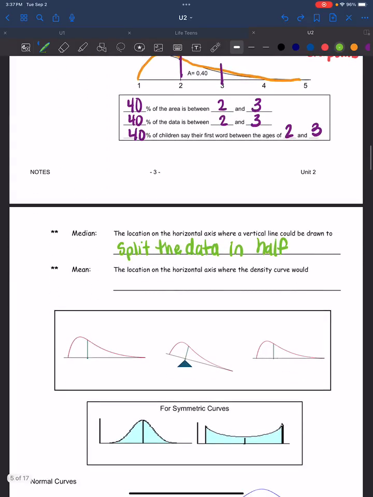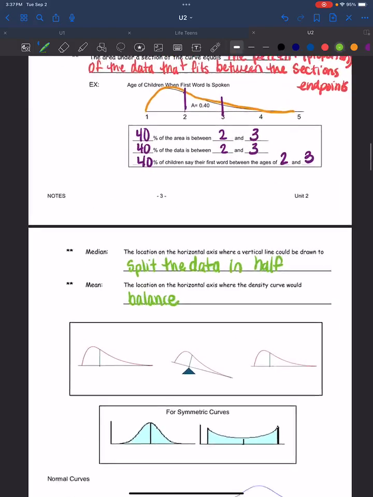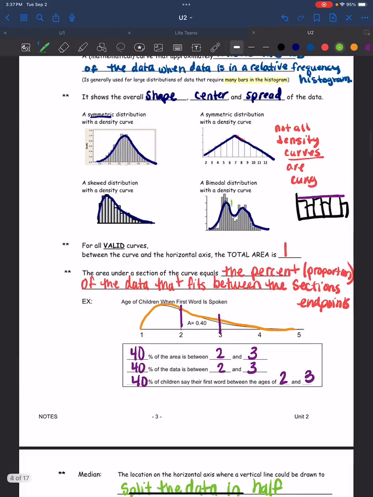Versus the mean, which is going to be the location on the horizontal axis where the density curve would balance itself. If you could imagine putting your finger on a certain spot, where would it balance? So here, I think it would still balance maybe here.